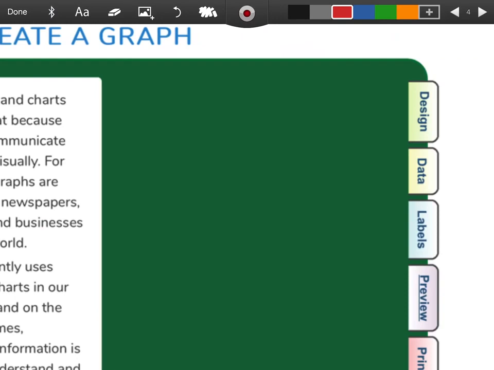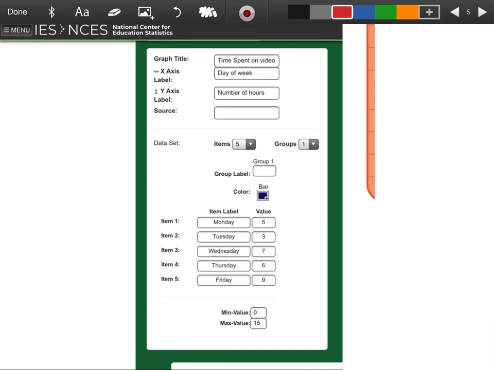Next, we are going to look at inputting data. So design is done. Now you're looking at your data. Inputting your data, you must pick your labels. You must label them. If there are no labels, you will not get credit for it. For example, this one I am going to do time spent on video games. So listening to my kids play, etc.